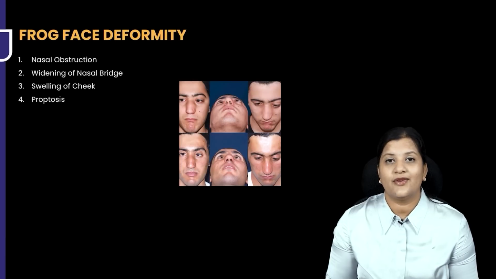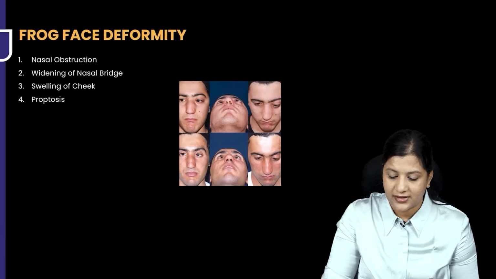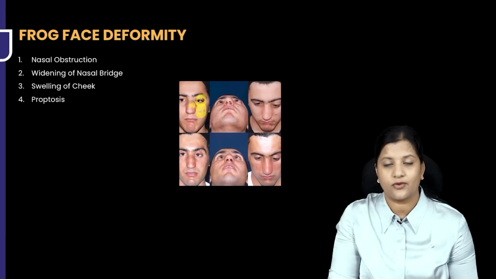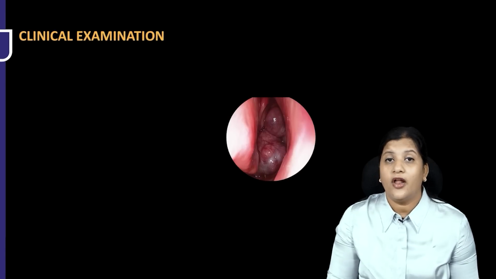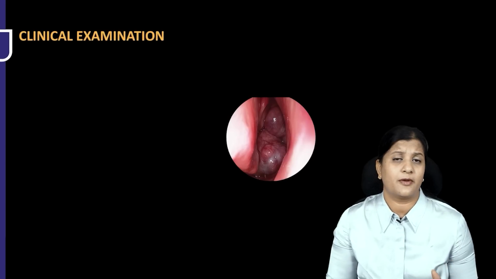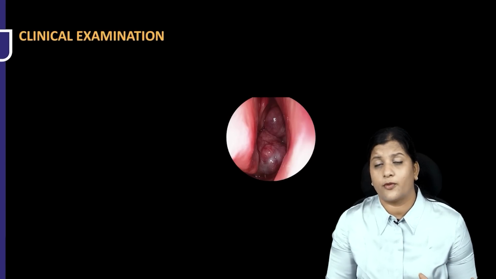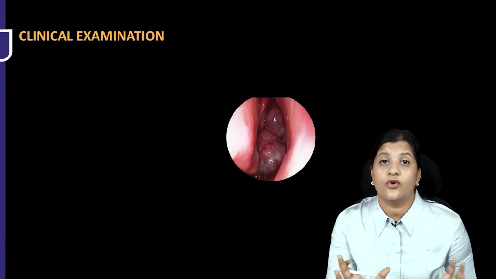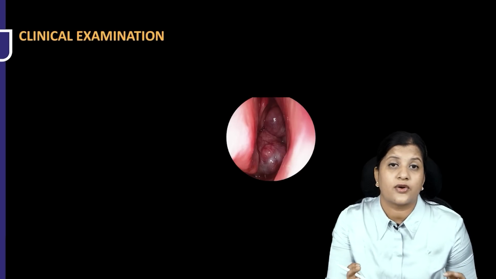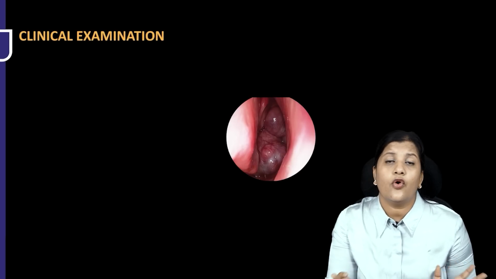Now let us quickly see what is a frog face deformity. You can see there can be swelling of the cheek, widening of the nasal bridge, proptosis of the eye. This deformity is called as frog face deformity. On examination, now you know the symptomatology of a patient with angiofibroma. You know the age, you know the sex, how is it visible histopathologically. You note the symptoms depending upon the gross origin and further spread. You know all of that.